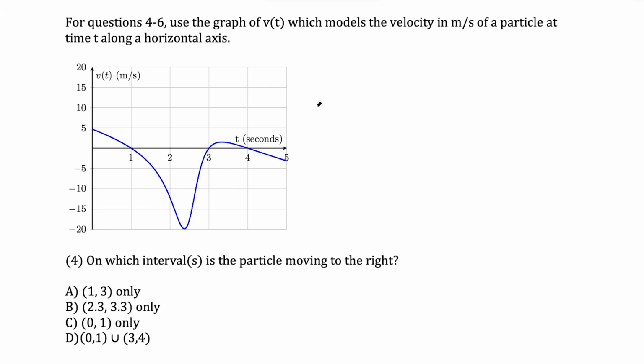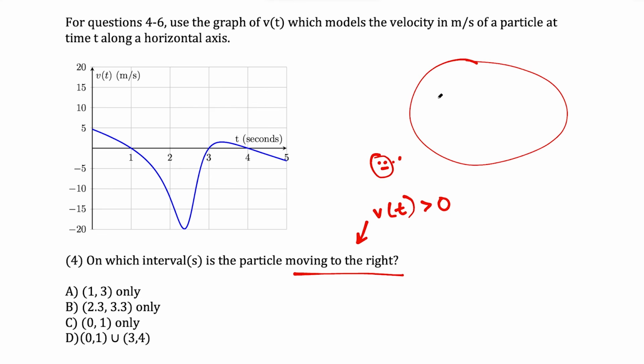For questions 4 through 6, we have this graph of a velocity function, and it's modeling the velocity in meters per second of a particle at time t along a horizontal axis. For question 4, we want to know on which interval or intervals the particle is moving to the right. Anytime you're looking for when a particle is moving to the right, you're going to be thinking about when the velocity function is greater than 0, because when velocity is greater than 0, we have movement to the right.